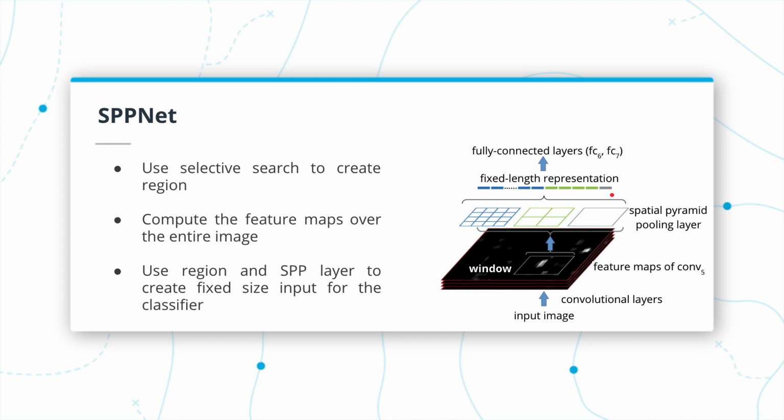We need to keep in mind that the SPP layer is applied to each channel of the ConvNet output. So let's use our previous example and assume that we use a 2x2 and a 2x3 split in our SPP layer. And let's assume that the output of the ConvNet has 256 channels. For each region of the selective search, we are creating an output of dimension 256 by 10.